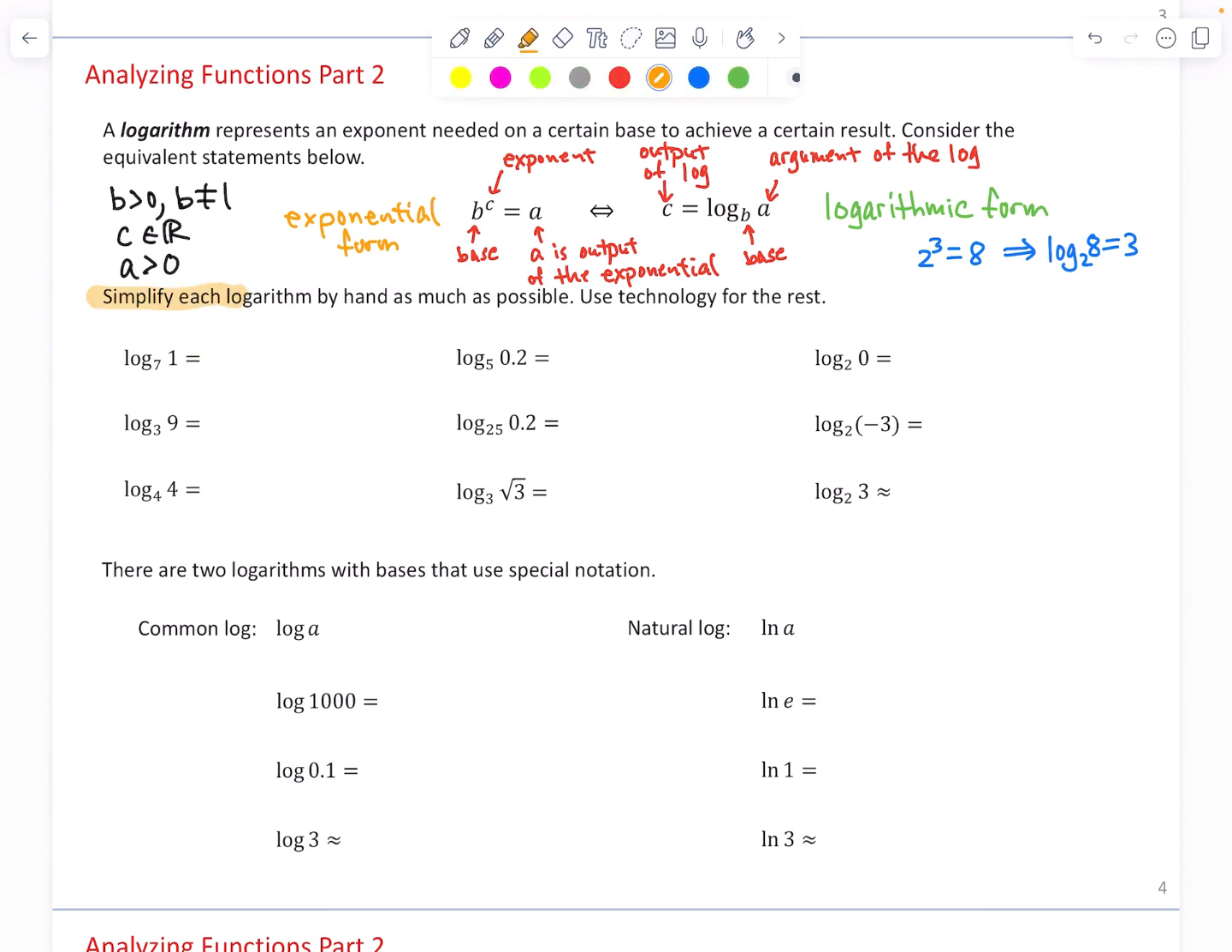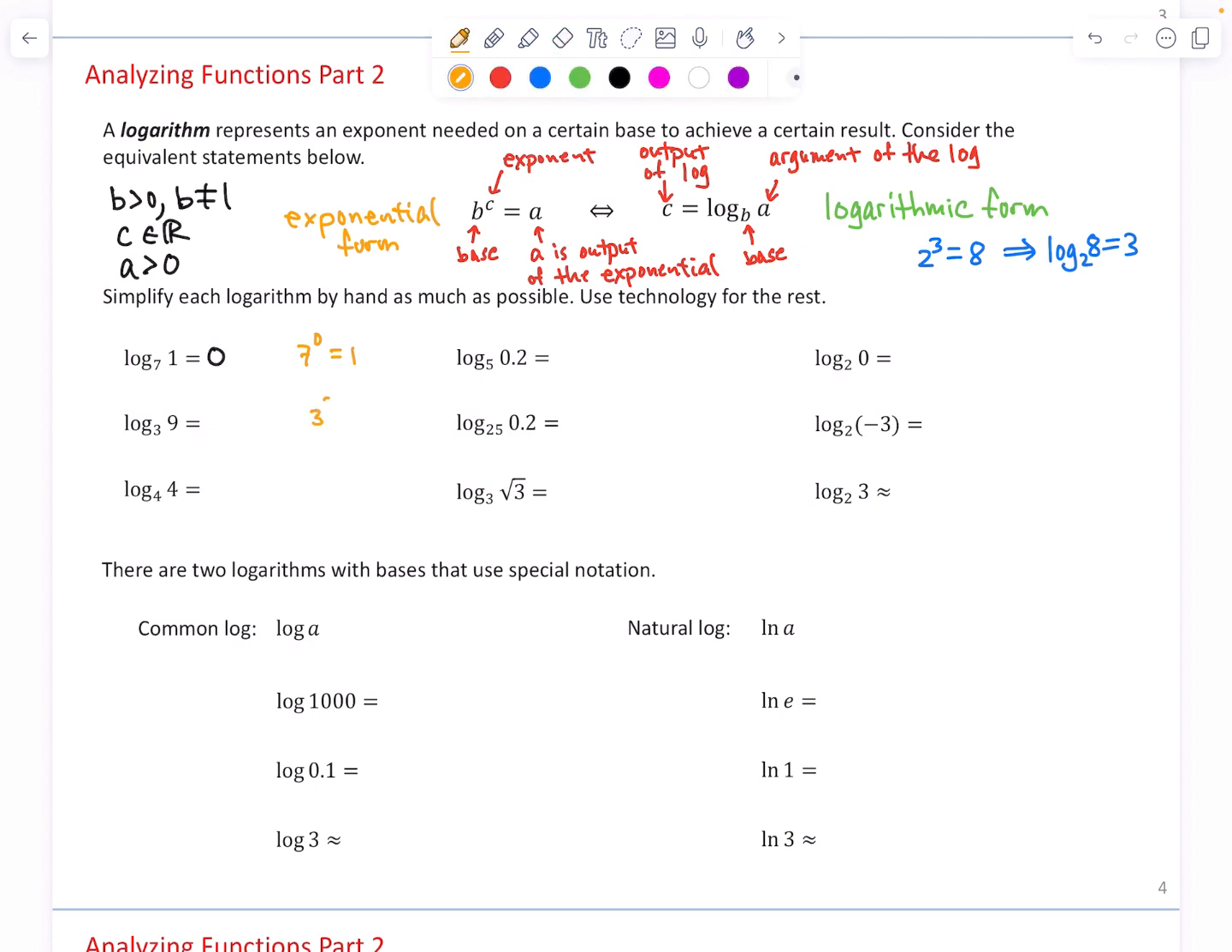Now simplify each logarithm by hand as much as possible. Use technology for the rest. So log base 7 of 1. This represents the exponent needed on the base 7 to produce 1. So you can put a question mark here for now, and then ask yourself, 7 raised to what power will equal 1? And of course, the answer to this is 0, so this logarithm is just 0.